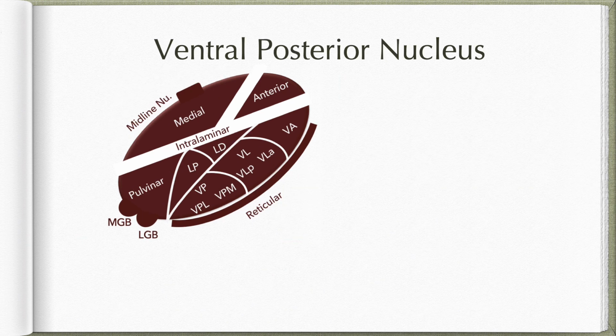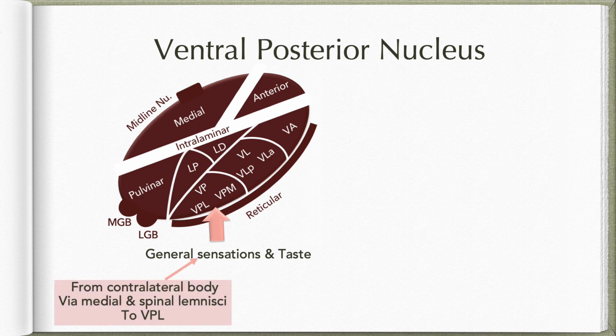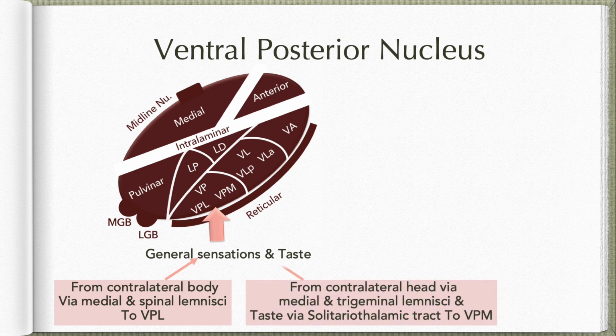Now coming to the ventral posterior nucleus. This is the nucleus which is receiving the general sensations as well as taste sensations. General sensations, which include touch, pressure, temperature, and pain sensations from the contralateral half of the body, will reach via the medial lemniscus and spinal lemniscus, and they relay in the ventral posterior lateral nucleus. Now general sensations coming from the contralateral head region will arrive through either medial lemniscus or trigeminal lemniscus, and taste sensation is arriving through the solitariothalamic tract. These fibers will be relaying in the ventral posterior medial nucleus.